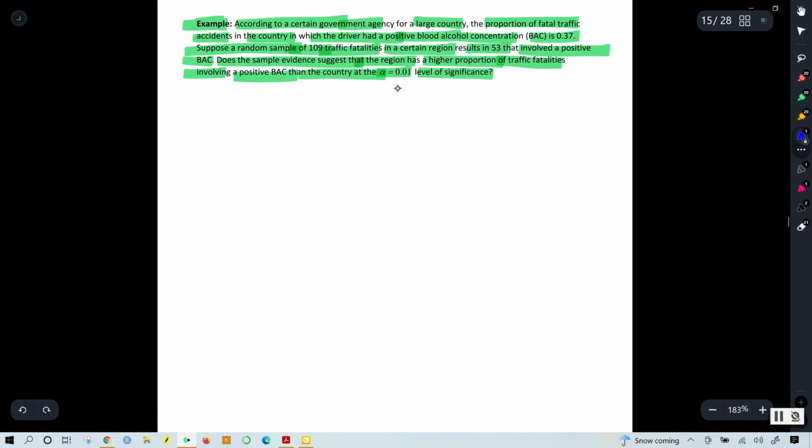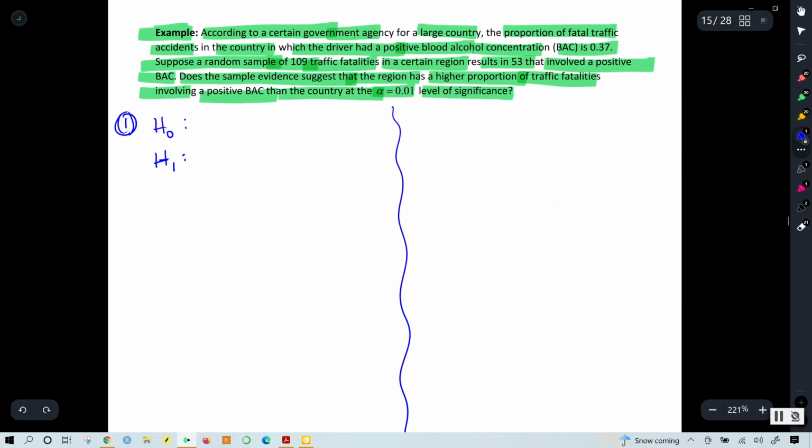In order to begin this question, I'm going to split the screen up. And in particular, I'm going to start off with the first step, setting up the null and the alternative hypothesis. So in this case, what is my alternative? Does the sample evidence suggest that the region has a higher proportion? That would be higher than 0.37. So proportion higher than 0.37. That is what we want to test. And that will be against the null hypothesis that p is equal to 0.37.